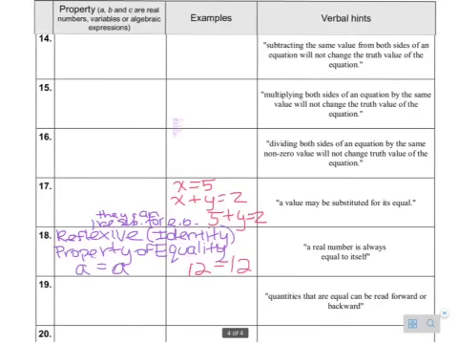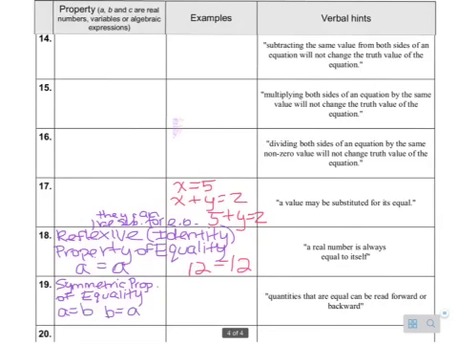Number 19 says that quantities that are equal can be read forwards or backwards. This is going to be the symmetric property of equality. So if we have A equal to B, that's the same thing as B equal to A. Simple example, if 3.5 is equal to 3 1/2, that means that 3 1/2 is also equal to 3.5.